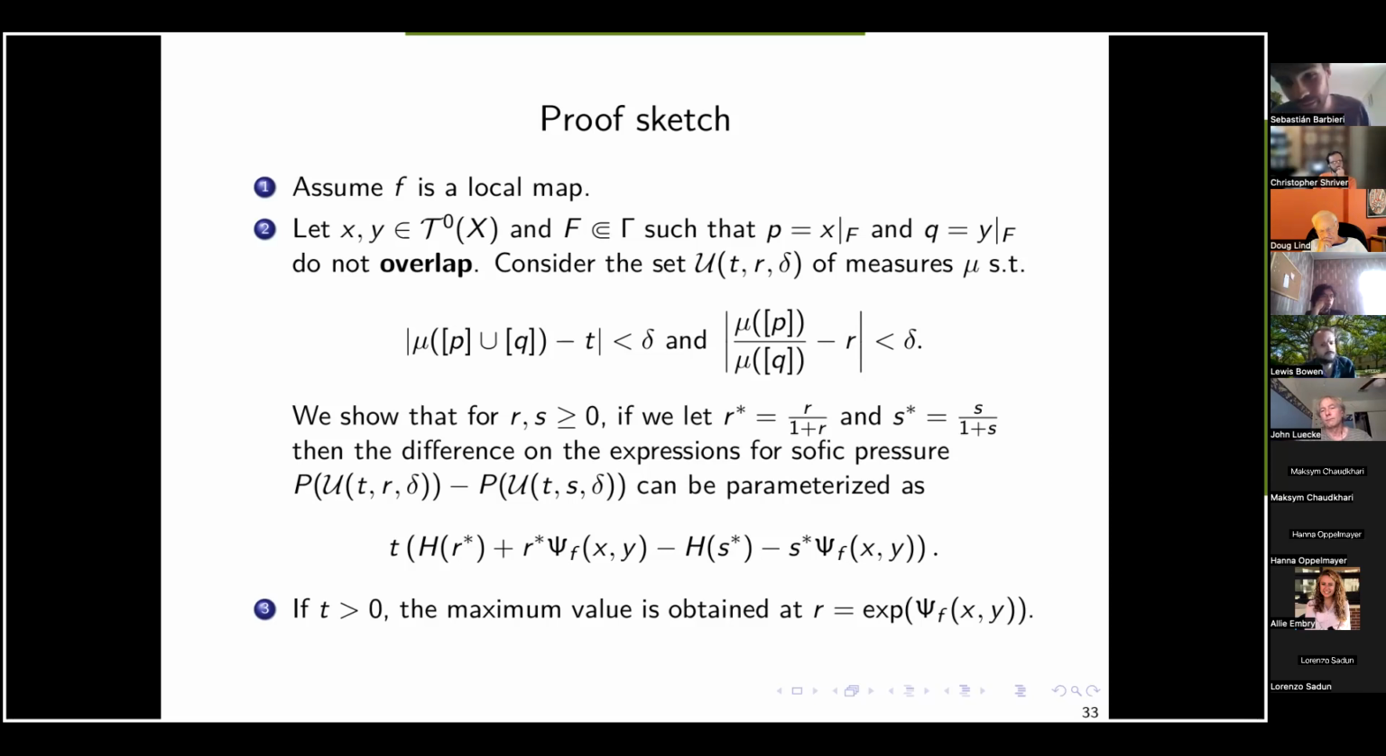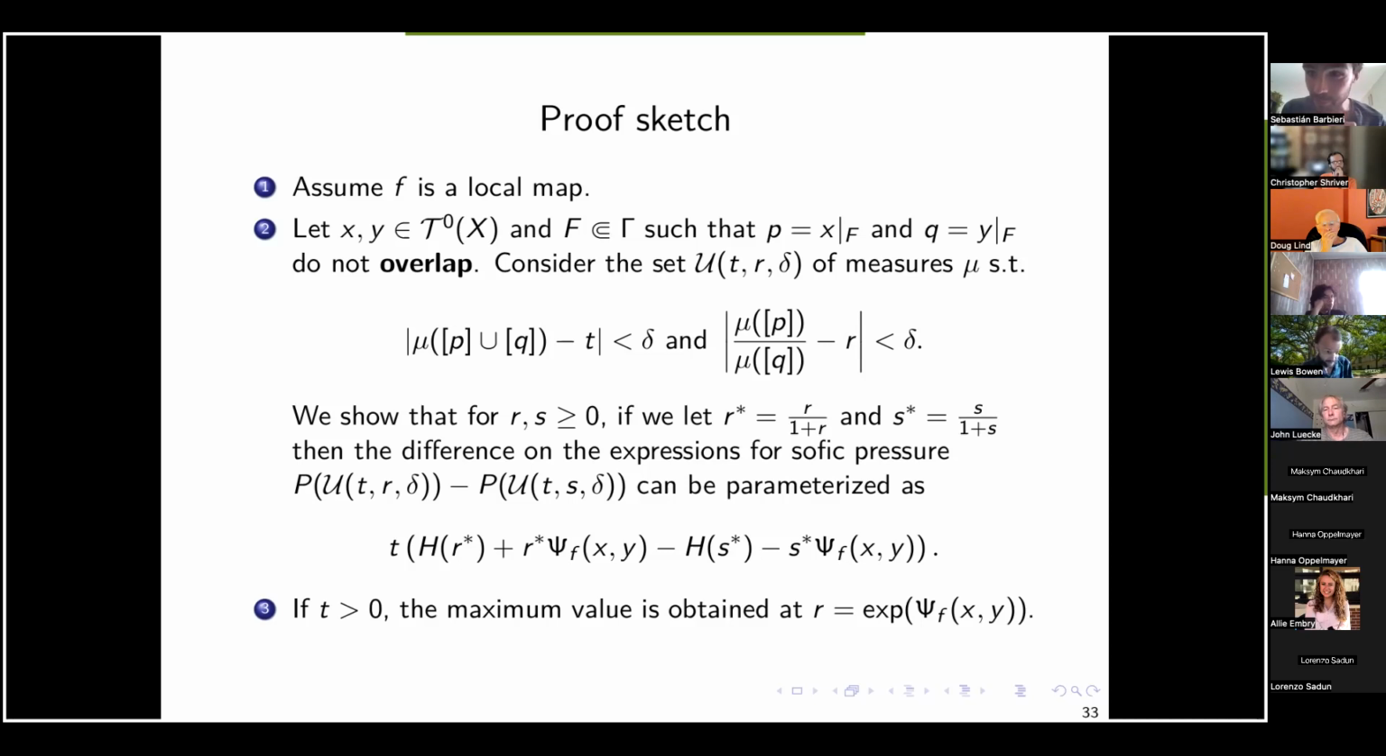Okay, so what's the point? In this expression below, if T is non-trivial, that means if these patterns P and Q actually appear in the support of the measure, then the maximum value for this pressure is going to be obtained where the ratio is exactly the one that I'm looking for, the exponential of the cocycle, the Gibbs thing. So that's essentially the whole core of the proof.